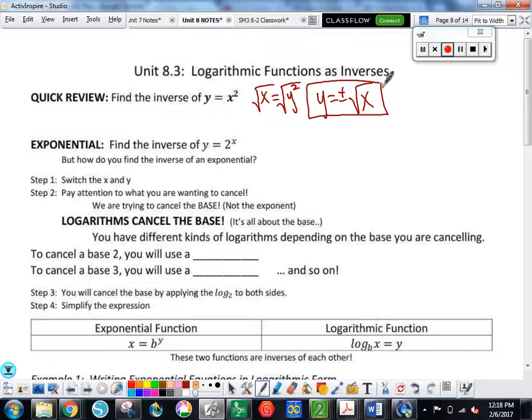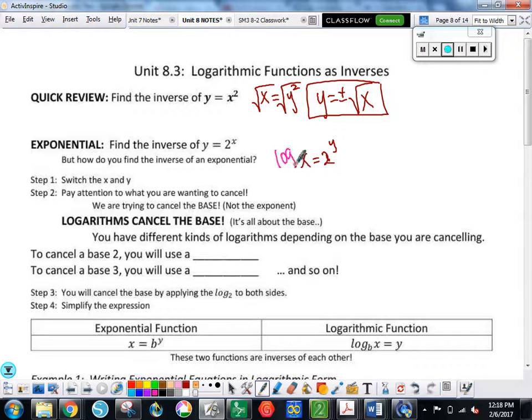If I wanted to find the inverse of y equals 2 to the x, the first step is the same. x equals 2 to the y. So you really have to pay attention to what you're trying to cancel here. You're not trying to cancel the exponent this time. You're trying to cancel the base. And based on what we just talked about over there, if I want to cancel something with a base 2, what would I need to apply to both sides in order to do that?